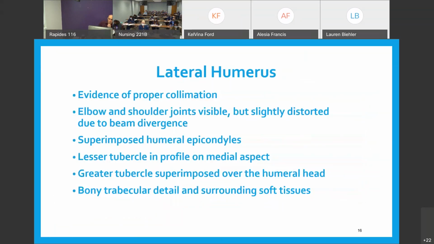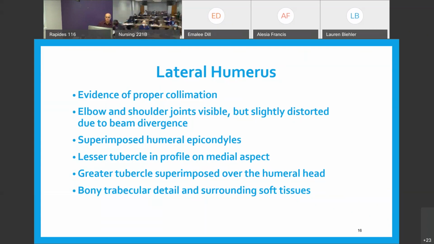All right, lateral humerus, you're going to have proper evidence of collimation. Same thing, superimposed epicondyles. The lesser tubercle is in profile on the medial aspect. We'll get to the lesser and greater more when we talk about the shoulder. The greater tubercle is superimposed over the humeral head, with bony trabecular detail and surrounding soft tissue. Of all of these bullets, what can you use to tell what you're looking at that you already know?